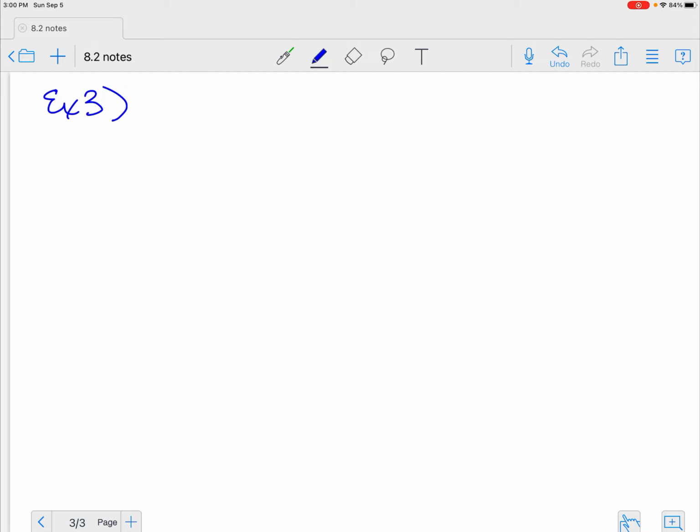Okay, so here's example 3. So remember how we said, hang on, let's write it down. x squared e to the x dx. Okay.